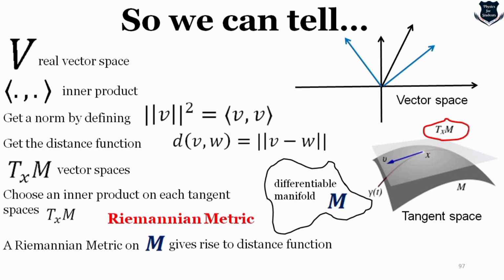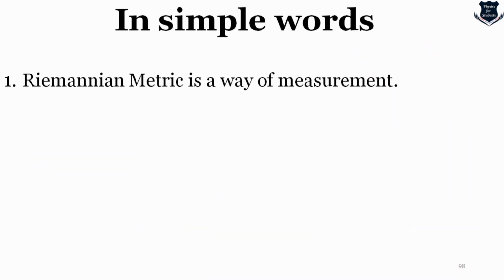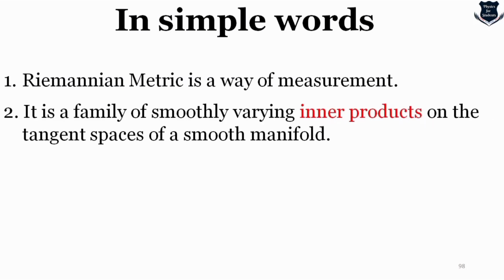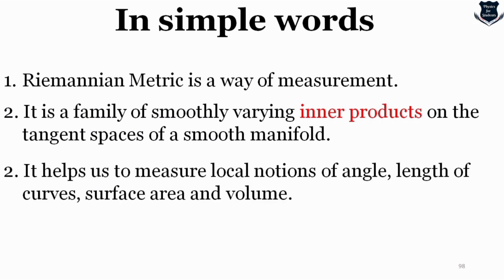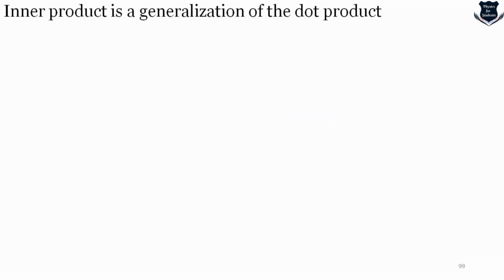Okay, so I will further explain what I mean by this in the next part. In simple words, a Riemannian metric is a way of measurement. It is a family of smooth inner products on the tangent spaces, and it helps us measure local notions like angle, length, and curves. So we are using the manifold to take it into a local part, and then we use the Riemannian metric to calculate the length, etc., which will be able to calculate the measurement of matter moving across general relativity spacetime curvature.